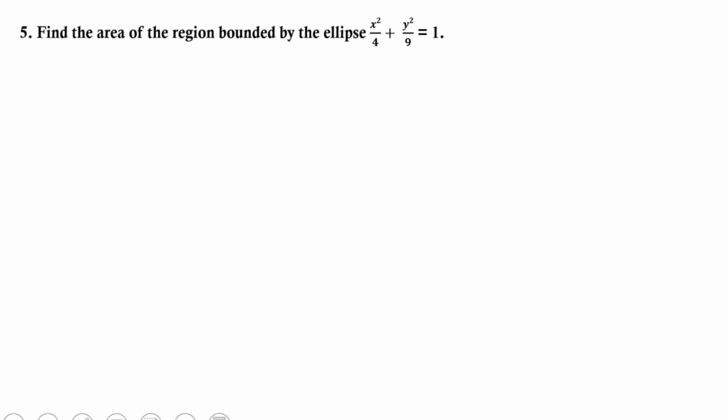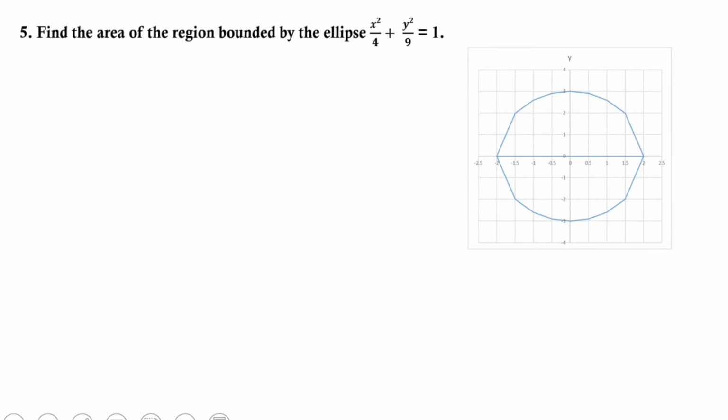The next question is, find the area of the region bounded by the ellipse x square by 4 plus y square by 9 is equal to 1. So you can draw the ellipse. This point is 2, 0. This point is 0, 3. So to find the area of this entire ellipse, we can find 4 times the area of this part, OABO.